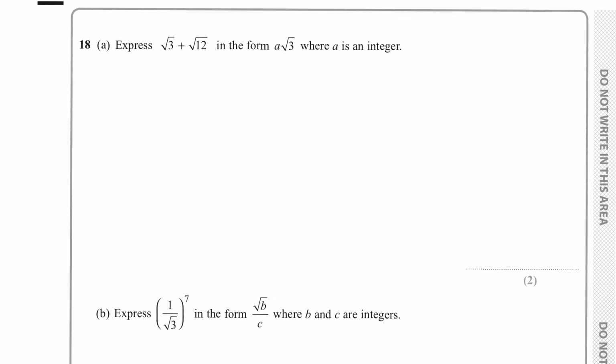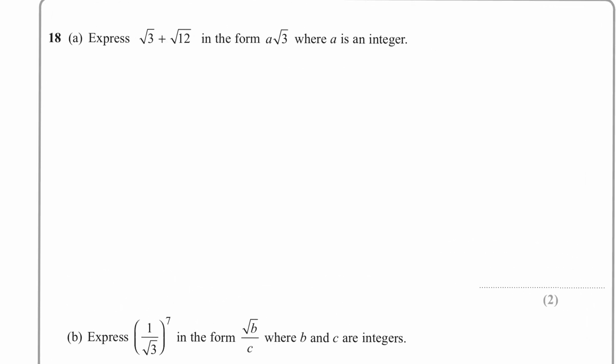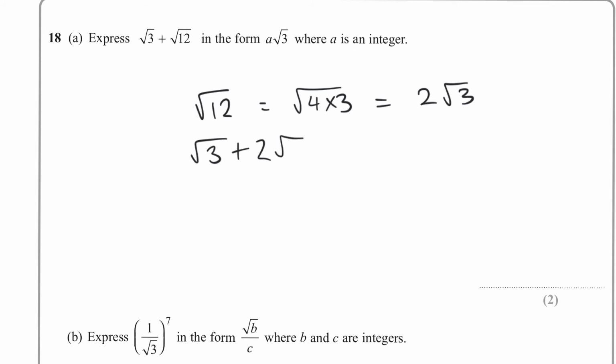Then the next question is adding surds together. So we've got root 3 plus root 12, and it wants us to leave it in the form of a root 3. So therefore, this root 12, we need to change it where it's got a root 3 involved. So we know that 4 times 3 could be a combination, and we know the square root of 4 is 2. So it could be 2 root 3, because once you've worked out the square root of 4, that would go on the outside of the surd. So now we've got root 3 plus 2 root 3. And I always say that adding surds is kind of like adding x's, like in algebra. So this would leave you with 3 root 3.